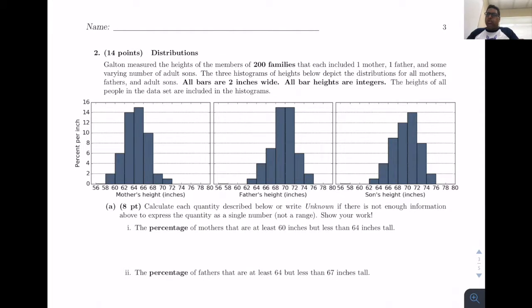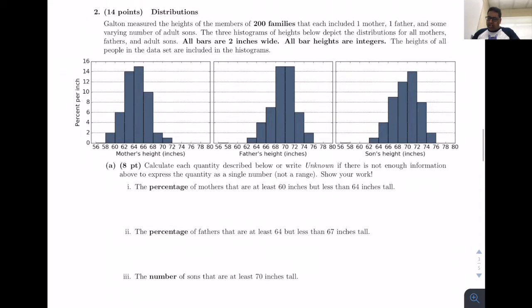Okay, now we're moving on to question 2, the histogram question. So we get this histogram of mothers' heights, fathers' heights, and sons' heights. And then the question asks us to use our histogram knowledge to calculate certain values. Right, so the first question asks us, what is the percentage of mothers that are at least 60 inches but are less than 64 inches tall, right?